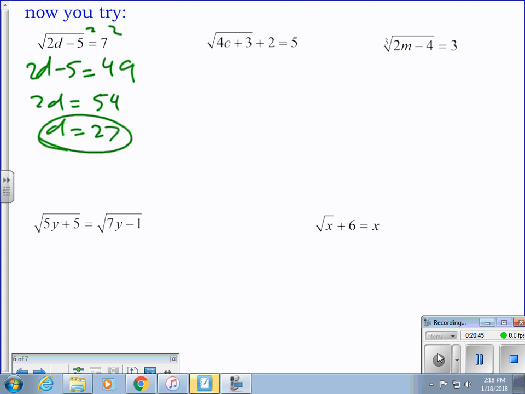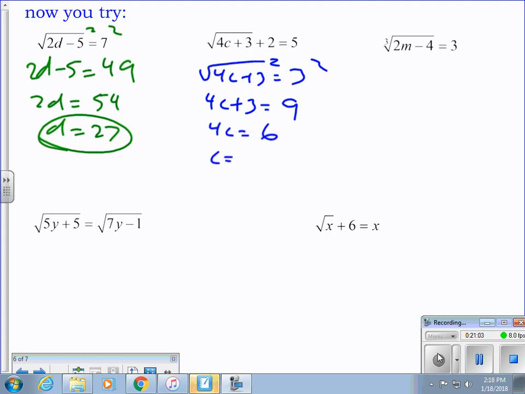Subtract 2 from both sides first. Square root of 4c plus 3 equals 3. Square both sides. 4c plus 3 equals 9. Subtract 3 from both sides. 4c equals 6. Divide by 4, c equals 6/4, which is actually 3/2. Always reduce.